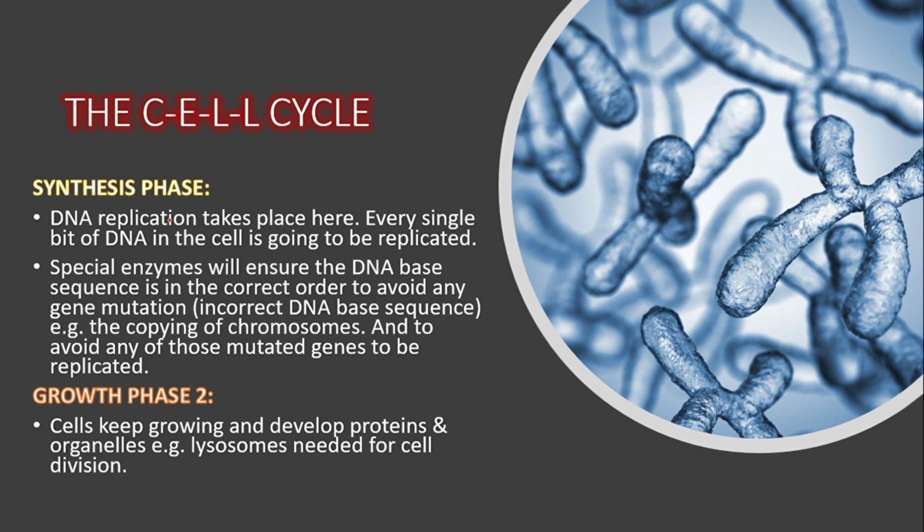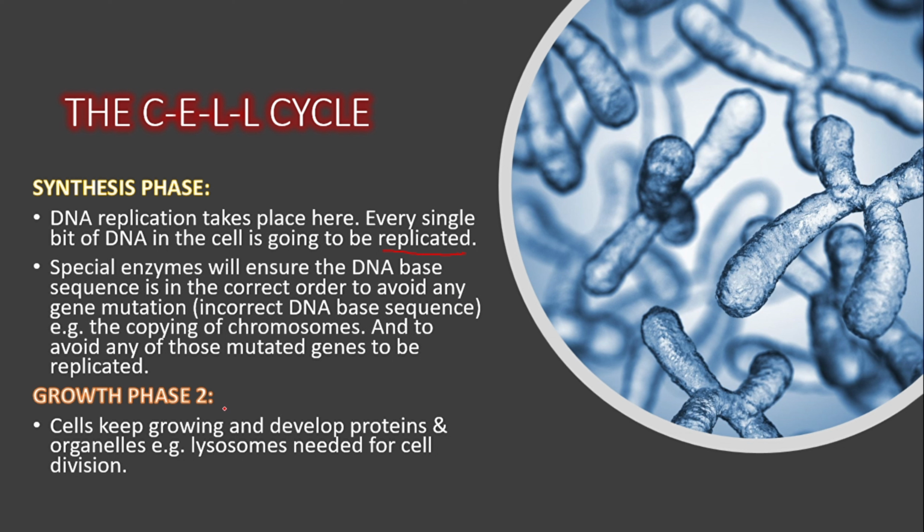Right, and then the synthesis phase is where DNA replication takes place. So every single bit of DNA in the cell is going to be replicated. Okay, every single bit of DNA. So special enzymes will ensure the DNA base sequence is in the correct order to avoid any gene mutation. Examples of that is the copying of chromosomes, and to avoid any of those mutated genes to be replicated. Okay, so in this phase, primarily what happens is chromosomes will start to replicate. They will divide, and they will eventually look like this image over here.